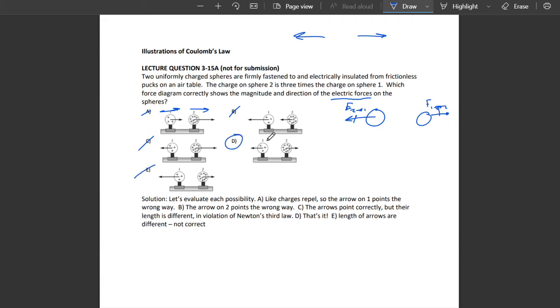And D is the answer because the magnitude of the forces on each of these spheres is equal to one another, which is in line with Newton's third law of motion. And they are in opposite directions, which is in line with our understanding of like sign electrical particles.